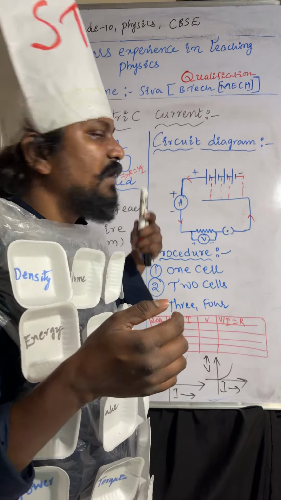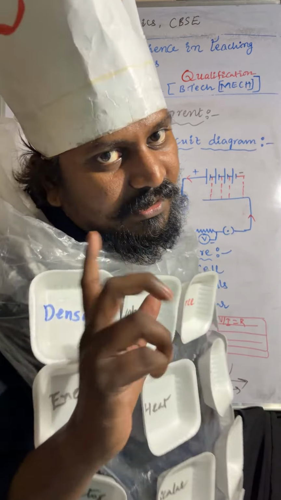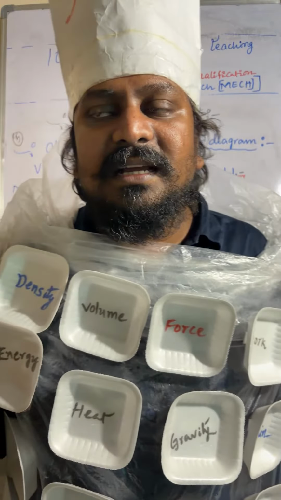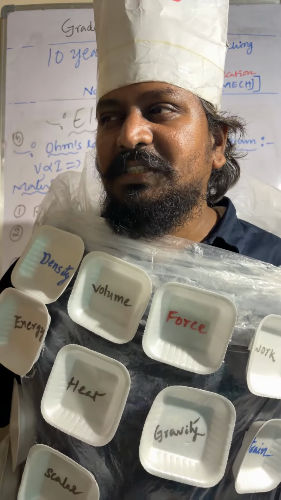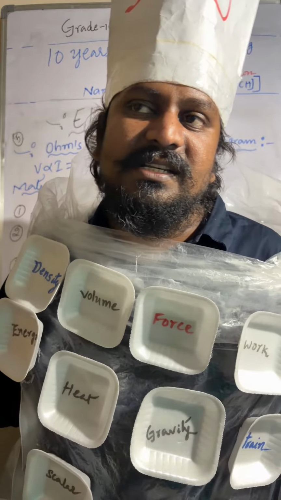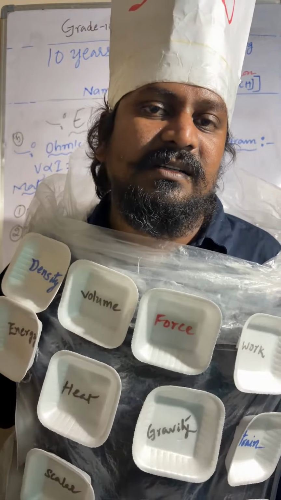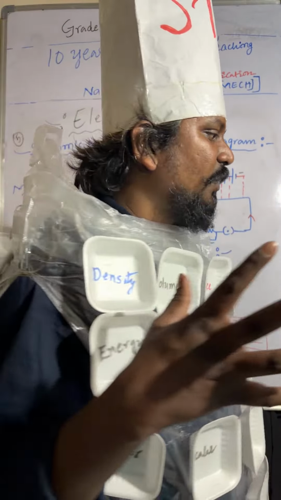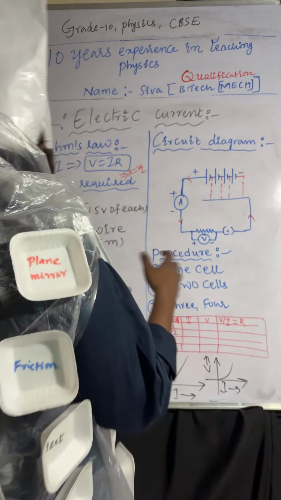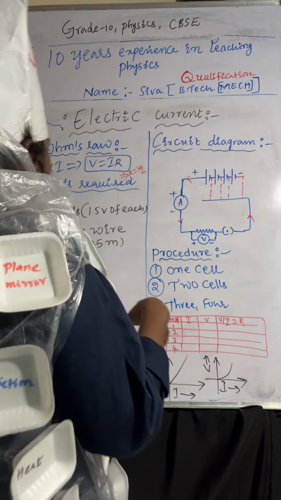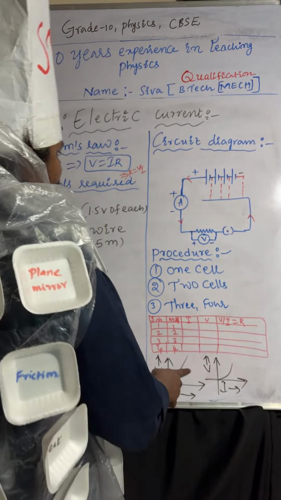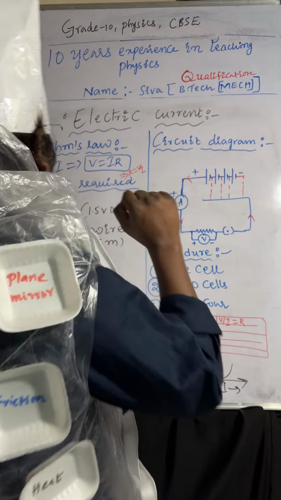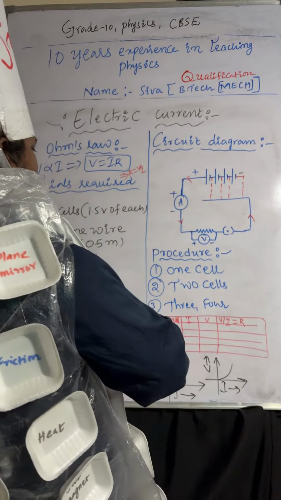Sometimes they will ask for 2 marks, and the definition of Ohm's law, 1 mark. And related problems, compulsory problems they will ask, like the resistance of the bulb, resistance of the conductor. So I hope it is very clear. Maximum these points only: the graph is very important, the definition is very important, the circuit diagram is very important.